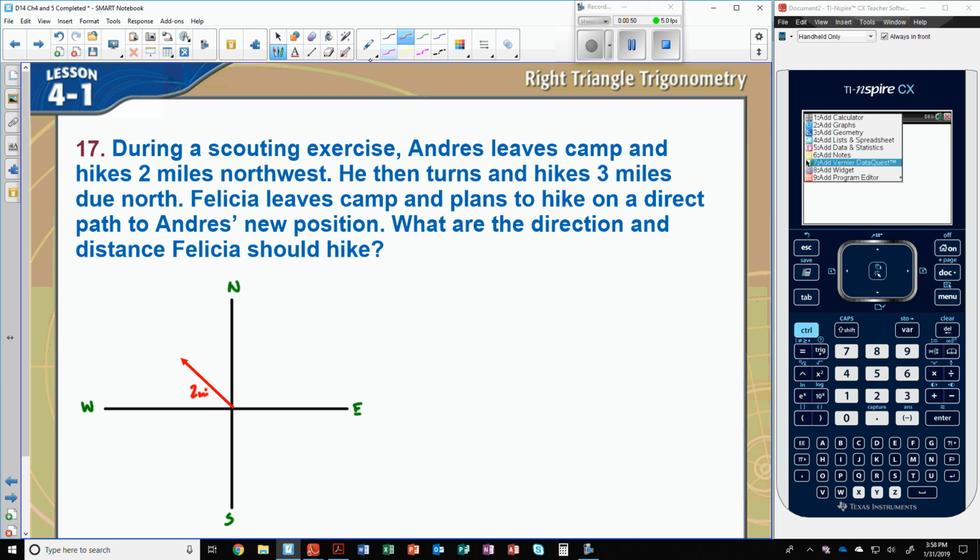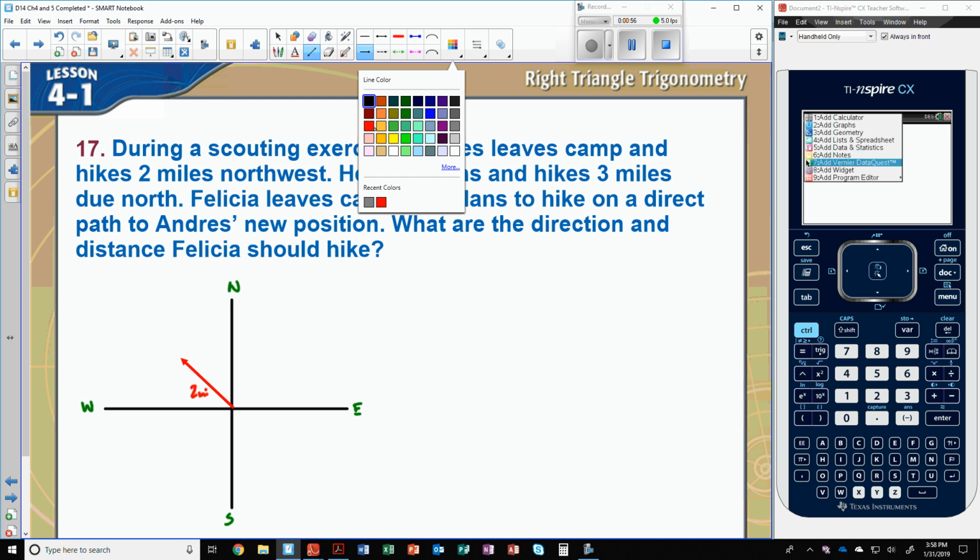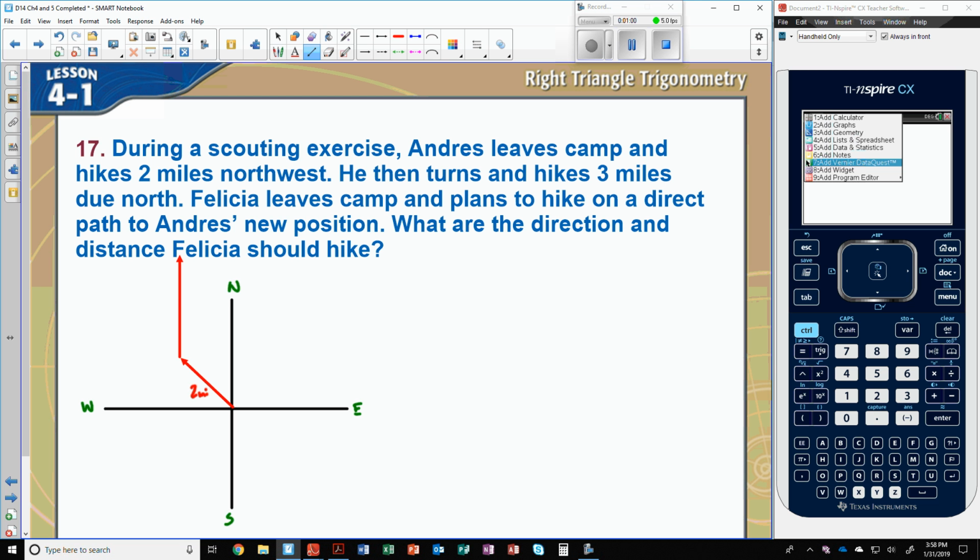And then it says he turns and hikes 3 miles due north. So we go this way, 3 miles, so a little bit longer. We'll go there and say that's 3 miles.